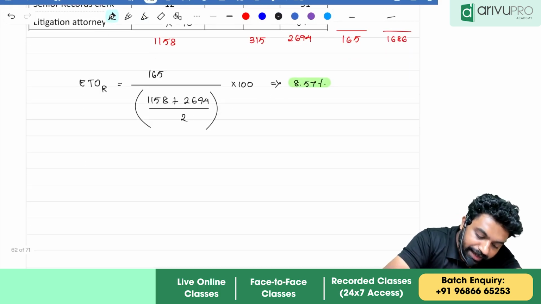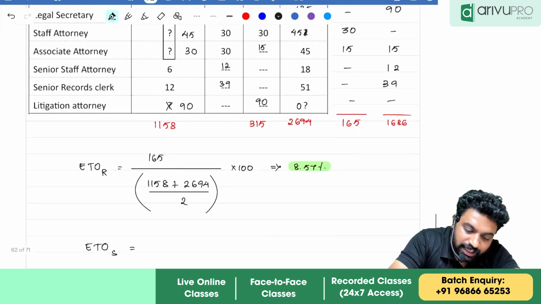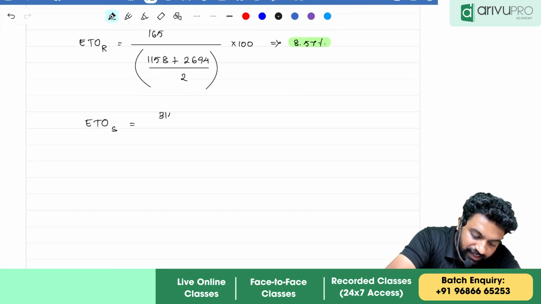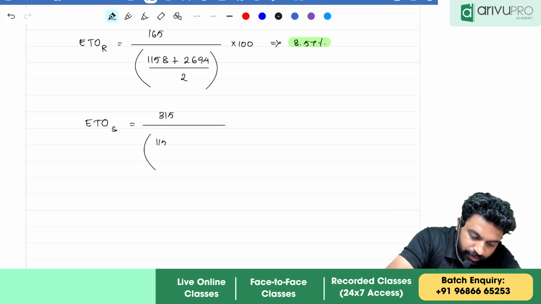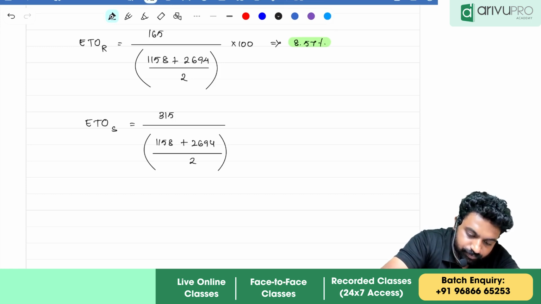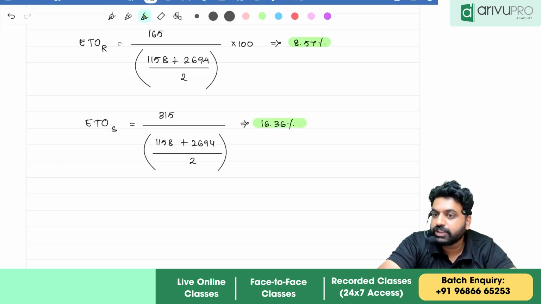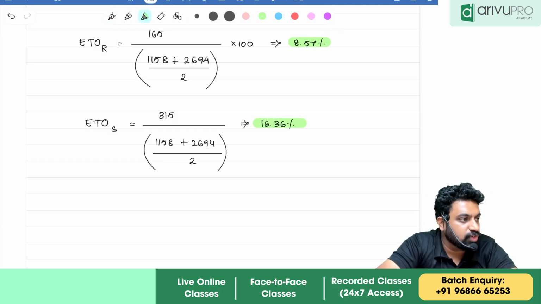Next, employee turnover using separation. Number of separations are 315 divided by 1158 plus 2694 divided by 2. 16.36 percentage. Correct? Into 100 you have to do, of course.